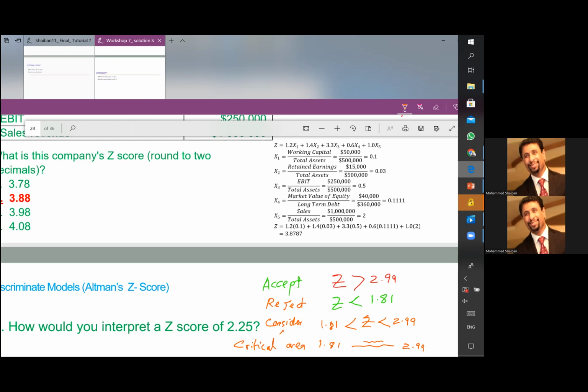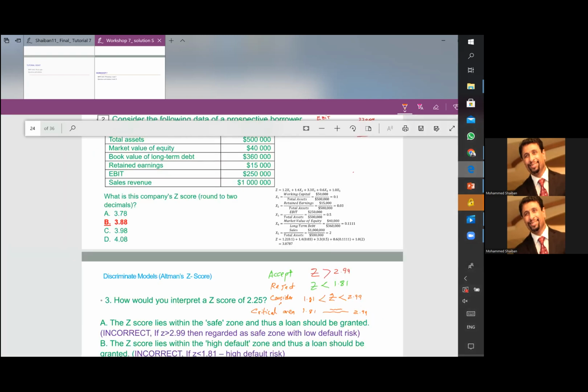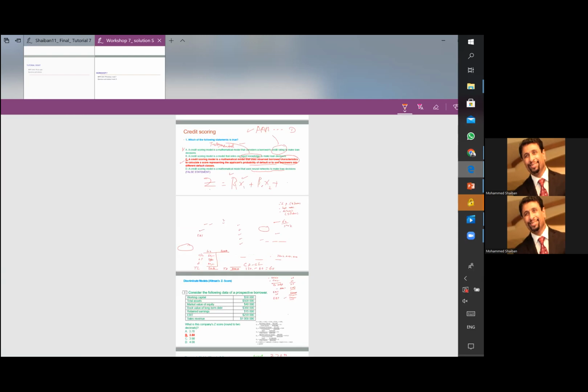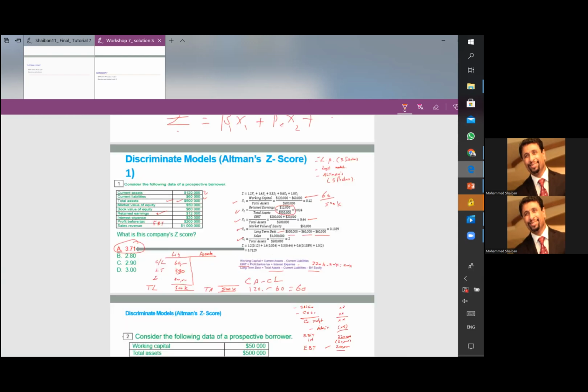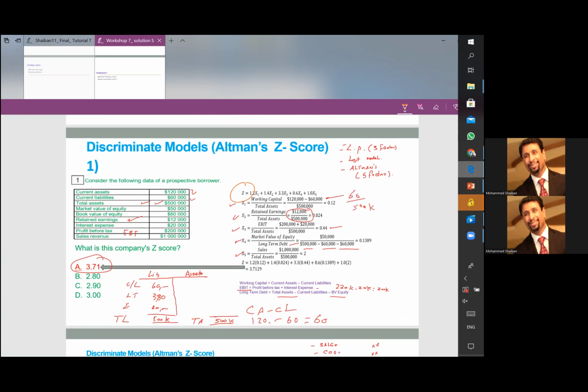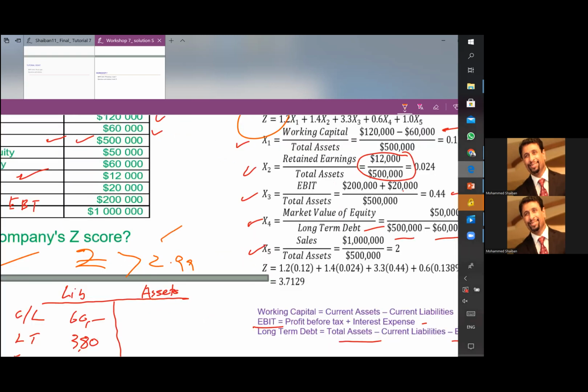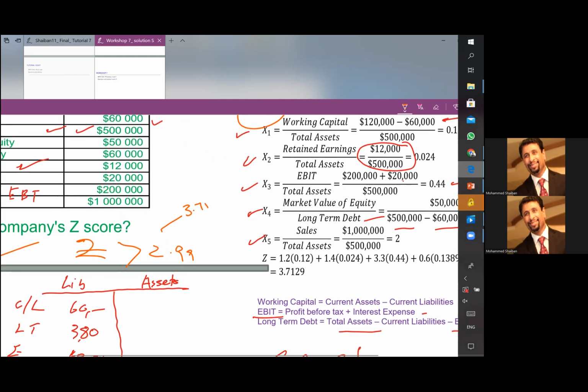So from this problem, based on our understanding, I didn't talk here about accepting or rejecting. I told you just to calculate the Z value. But if I ask you, should I accept this loan? You will say yes, because the Z value is actually more than 2.99. It is actually 3.71. So you accept it. It's more than 2.99. Okay.